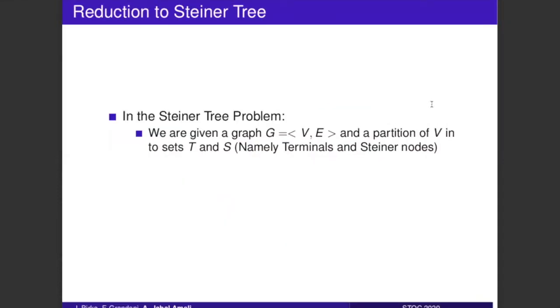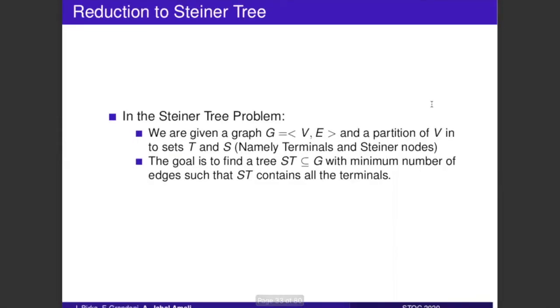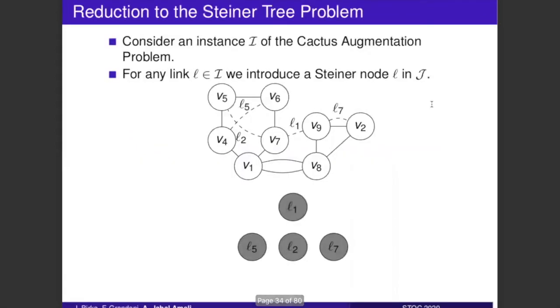Now consider the Steiner tree problem in which as an input we are given a graph G such that the set of vertices of G is partitioned into sets T and S known as terminals and Steiner nodes. And the goal is to find a tree with a minimum number of edges such that it contains all the terminals. We show that there is a reduction from the cactus augmentation problem to the Steiner tree problem.